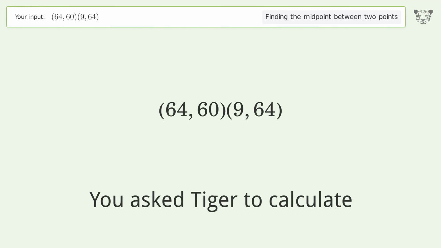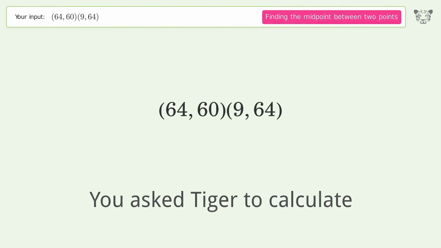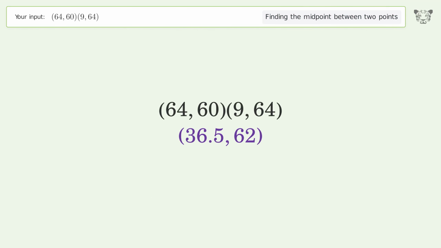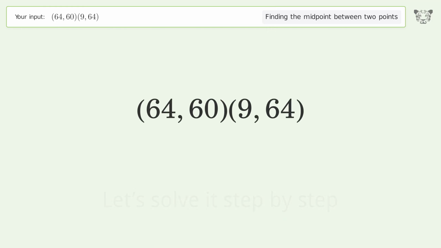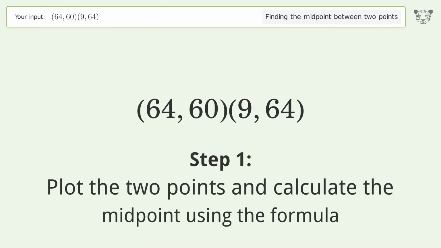You ask Tiger to calculate. This deals with finding the midpoint between 2 points. The midpoint between the 2 points is 36.562. Let's solve it step by step. Plot the 2 points and calculate the midpoint using the formula.